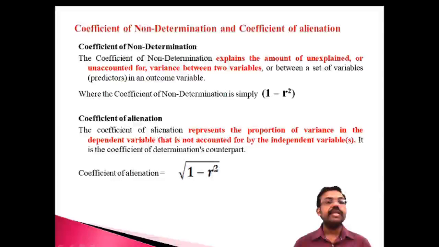And there is a coefficient of alienation. Coefficient of alienation represents the portion of the variance in the dependent variable that is not accounted for by the independent variable. Dependent variable in നമ്മുടെ ഇൻഡിപെൻഡന്റ് വേരിയബിൾ അക്കൗണ്ടബിൾ ആവുന്നില്ല. ആ ഒരു കൺസെപ്റ്റ് റെപ്രസെന്റ് ചെയ്യുന്ന ടേമാണ്, that is the coefficient of alienation. And how to find the coefficient of alienation? The formula is root of 1 minus r square. Root of 1 minus r square ചെയ്ത് കഴിഞ്ഞാൽ കിട്ടുന്നതാണ് നമ്മുടെ coefficient of alienation.